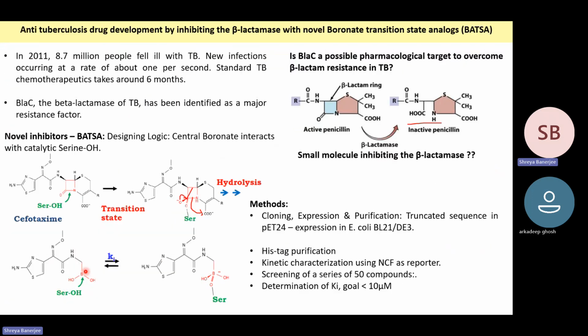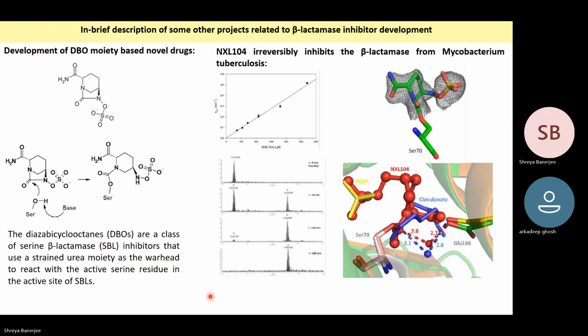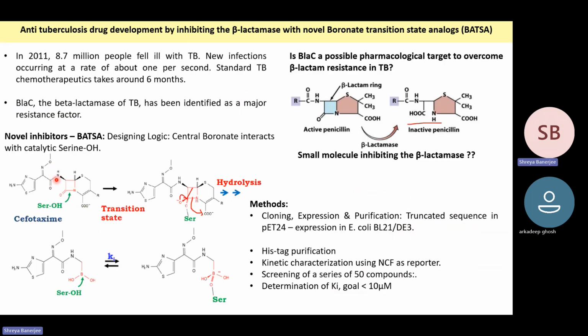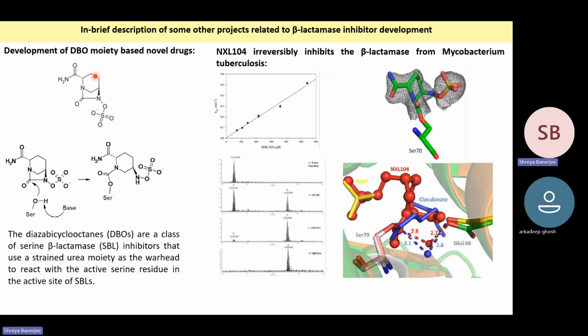Here also, the boronate was reacting with the serine and trapping the serine. Here, this strained urea moiety reacts with serine, and this ring opens up. So it is trapping the serine and preventing it from deactivating the beta-lactamase by opening its ring. So this is another case of the serine beta-lactamase inhibitors that uses this kind of DBO moiety.